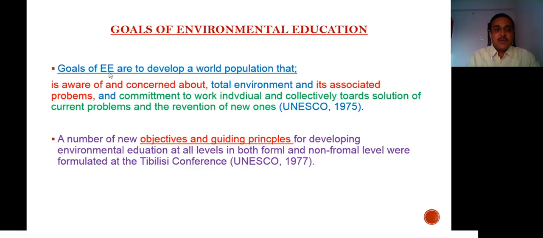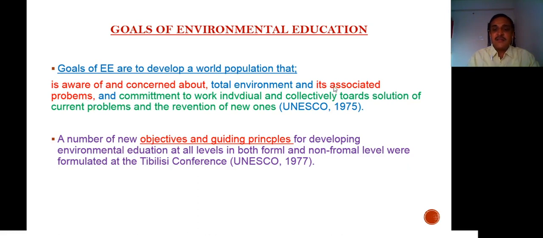So the basic goal of environmental education is to develop a world population, meaning every individual in the world population, that is aware of and concerned about the total environment and its associated problems.